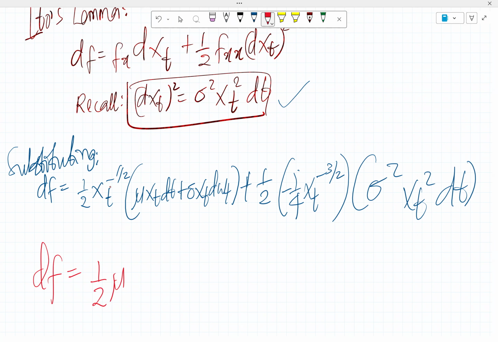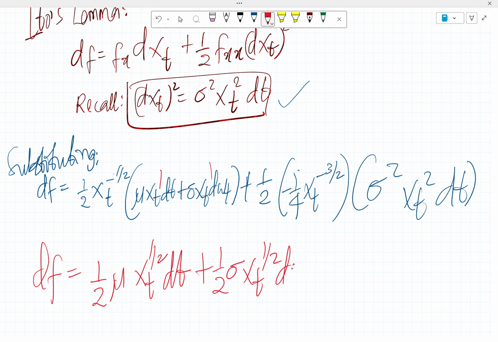This is xt raised power half, so this is xt raised power half times xt raised power 1. That's going to be xt raised power half. This is xt raised power minus half times xt raised power 1. That's 1 minus half, that's xt raised power half, dt. Then for the other part, this is xt raised power 1 again. 1 minus half is also half. So on that side, we have half sigma xt raised power half dwt. That's for this part now.